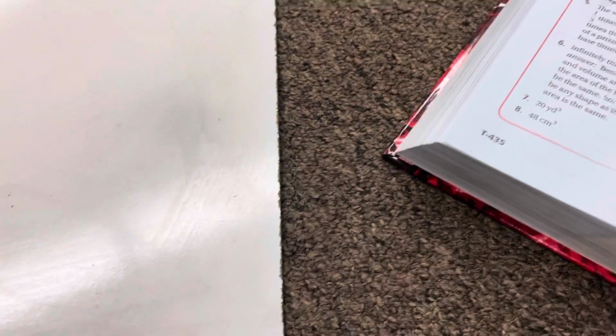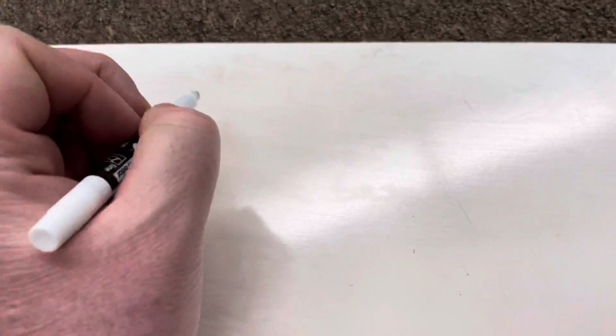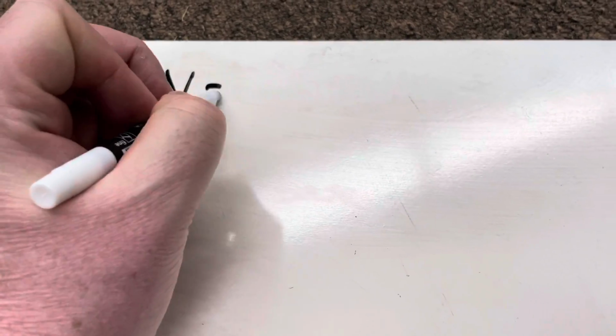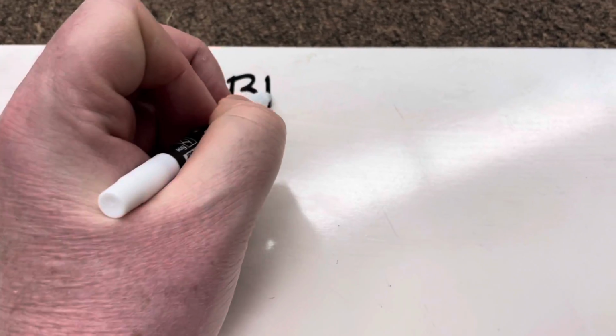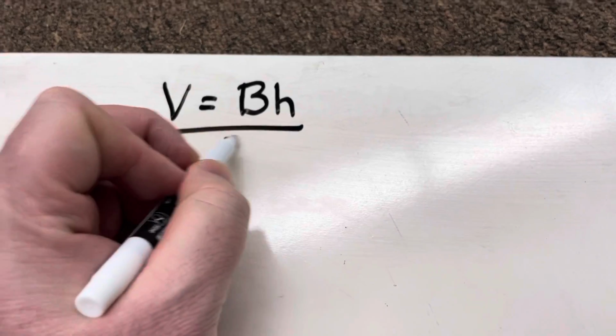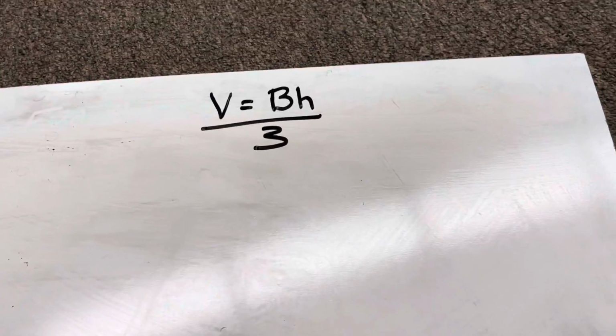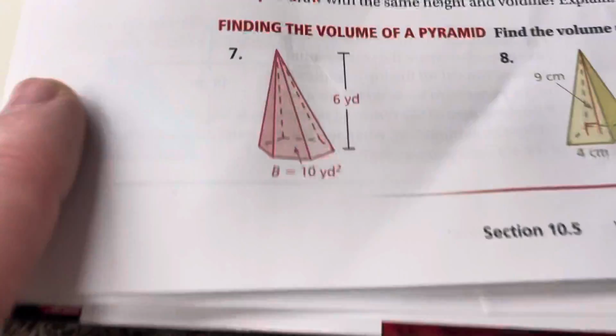I'm going to give us some more room. I'm going to write my formula down here just so we can have it to refer to on this board. Volume equals area of the base times the height divided by 3. All right? So here we look at this one. Once again, finding the volume of the pyramid.